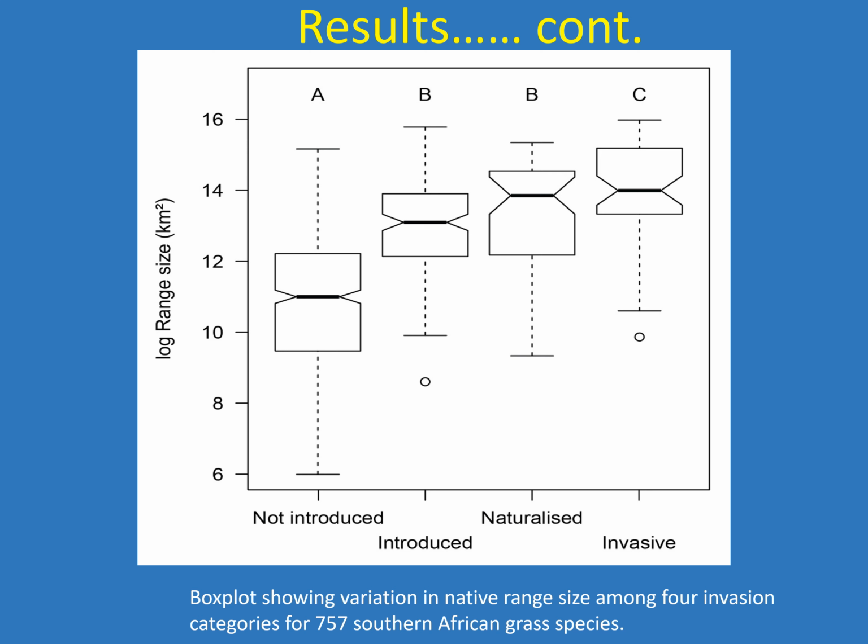Box plot showing variation in native range size among 4 invasion categories for 757 South African grass species. Species that had not been introduced to other continents had significantly smaller range size than all other categories. As you can see in this plot, the species that are not introduced have the smaller range size, but the native range size increased steadily across the categories, although the difference in range size between introduced and naturalized species was not significant.